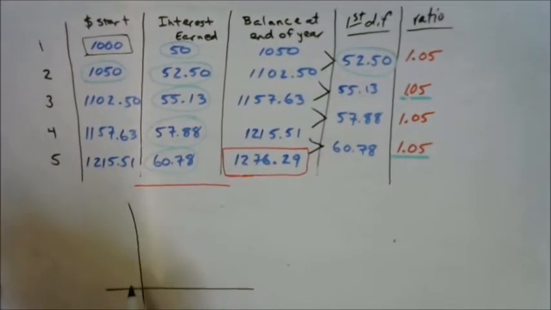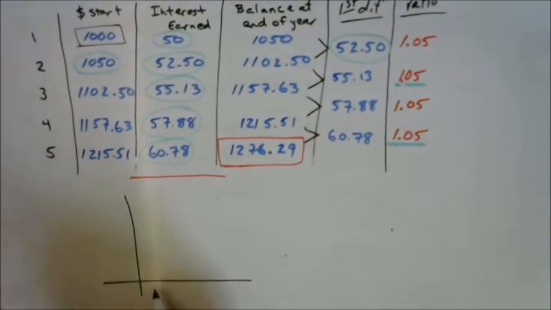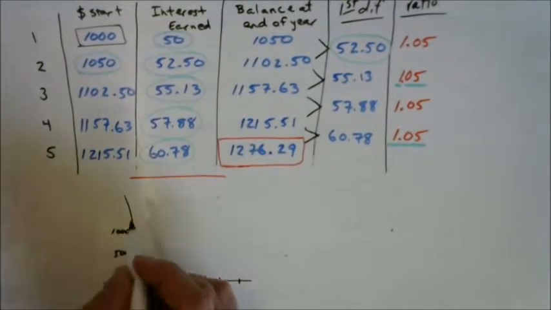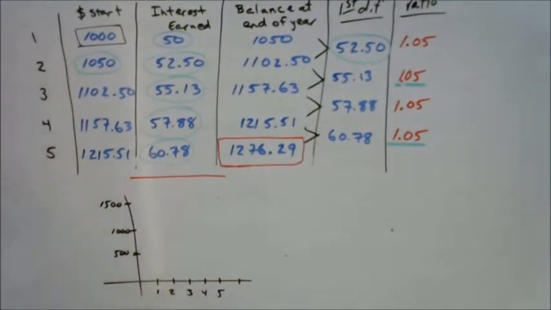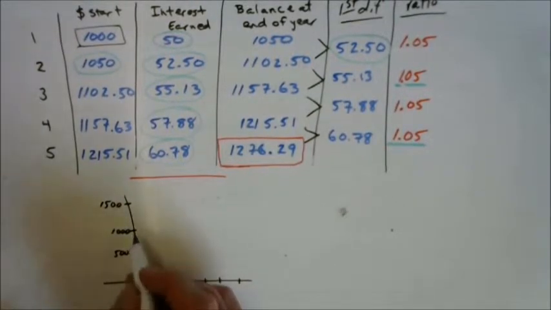So sketching a graph for the data that's given, basically we have our years, 1, 2, 3, 4, 5. And we have our amount. We're starting at 1,000. So I'll go like 500, 1,000, 1,500. My graph is far less perfect than yours will be. And we're just going to plot our points that we have. So after 0 years, we have $1,000.